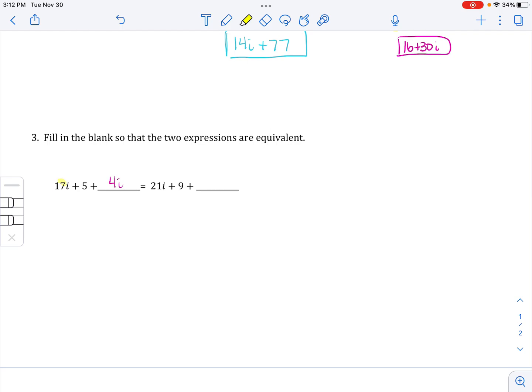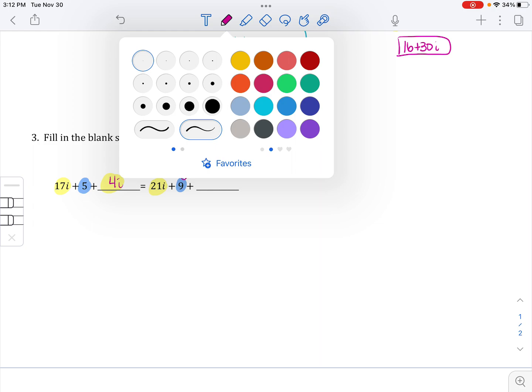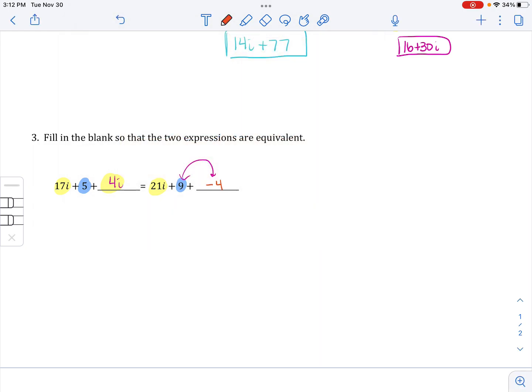So now that I've done the i components, then I just focus my attention on the other stuff. If I have the number 5 on this side and the number 9 on this side, I need them to be the same. And since there's a blank over here, it must mean that I have to do something with the 9, that if I combine them together, I get a 5. So I wonder what I could combine 9 with to give me that 5. So what I'm thinking is 9 take away 4 will give me that 5. So I'm going to put a -4 because 9 minus 4 is 5.